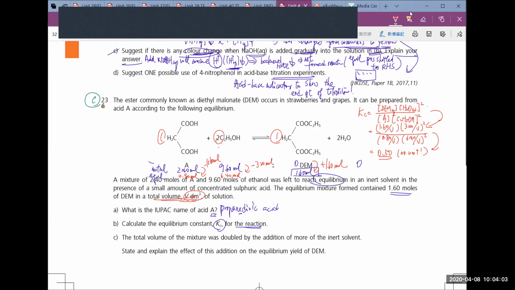Okay, the total volume of the mixture was doubled by the addition of more of the inert solvent, which means not reactive, unreactive. It's just used as a solvent, but does not take part in the chemical reaction. State and explain. Now remember, state and explain, you need to do two things. The effect of this addition on the equilibrium yield of DEM. What is the effect? The answer is no effect. Why?